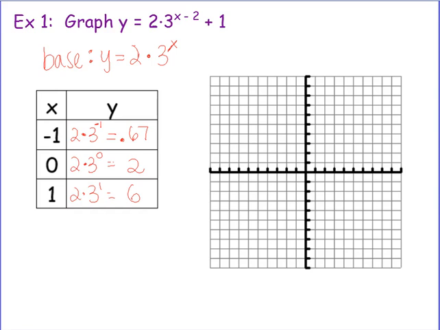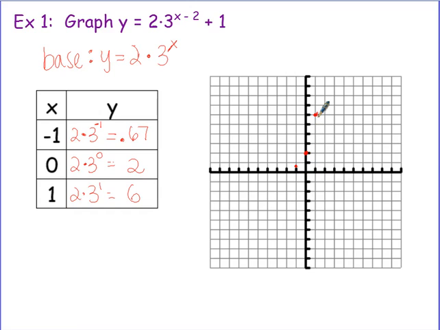So now we're going to graph them. I'm going to go left 1 and up 0.67. It's a little more than half. So left 1 and up a little more than half. Stay at 0. Go up 2. 1, 2. Move to the right 1 and go up 6. Right 1, and 1, 2, 3, 4, 5, up 6.